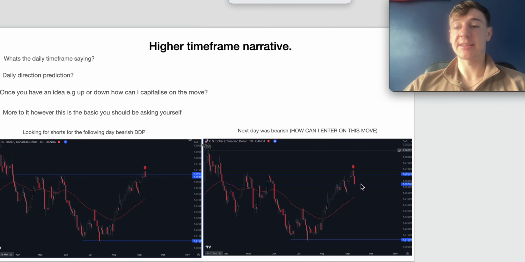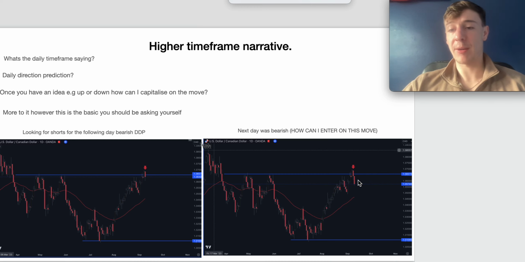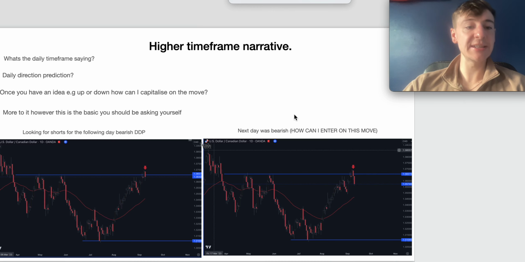Once you can predict and get good at predicting the next day's likely move, then you have to ask yourself, how can I capitalize on this move? Again, you won't ever be 100% because no one's going to predict everything 100%. But if you can get good through backtesting of, okay, I predict today's going to go up because of this, this, this, and this, or today's going to go down because of this, this, this, and this, then the question you have to ask yourself is, how am I going to enter that move? If you got the direction correct, now how can I capitalize on that move? So DDPs are extremely important.